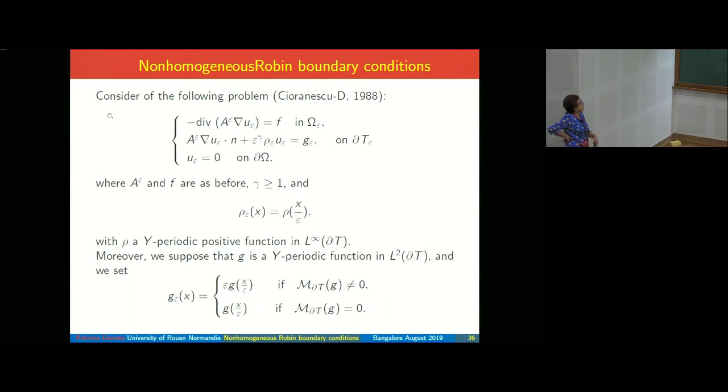These are very old results where we studied the non-homogeneous Robin condition. So we have here some epsilon to the power gamma, some rho epsilon of the form rho of x over epsilon, positive, periodic. Here we have g epsilon, which is the non-homogeneous condition. If we take rho equals 0, we get the Neumann condition. Otherwise, we have the complete Robin condition.